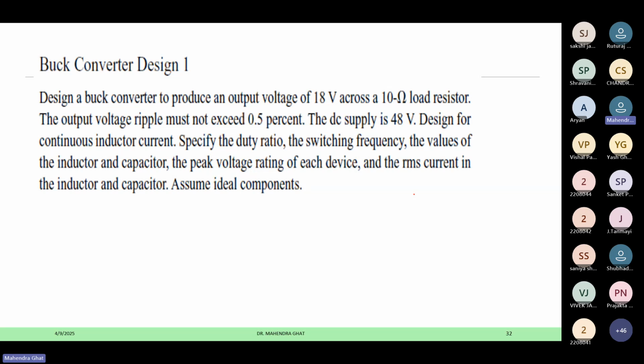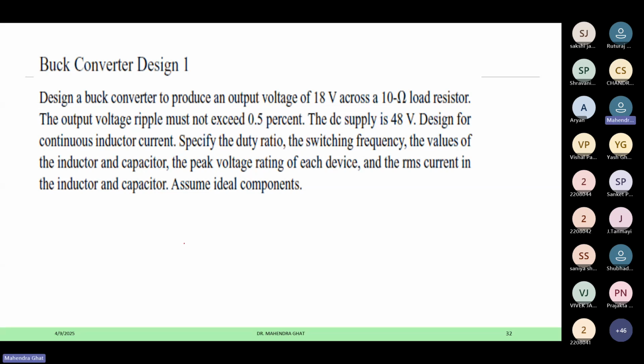So has anyone tried this one? Anyone? Or regarding the buck converter, whatever I have taught, does anyone have any doubt or is any clarification required? Yes, sir, I have tried to solve it. Okay, good.